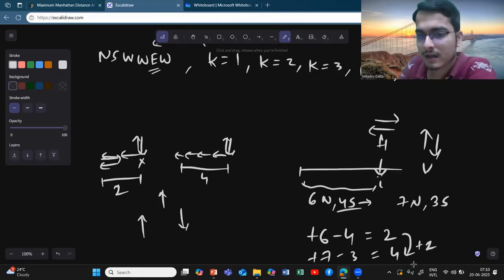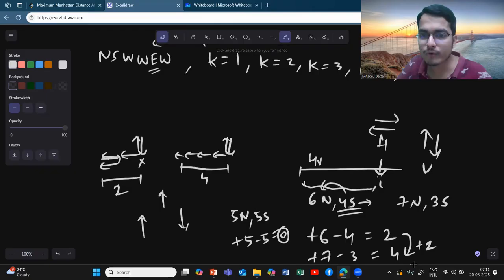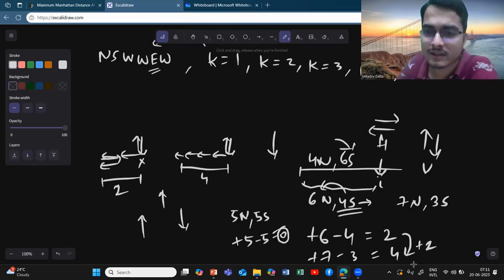whichever is the less occurring, if you change that to the more occurring in the same direction, so south is less occurring than north, if you change south to north, you are able to increase your Manhattan distance by 2. What if you would have changed the north to south? Then you would have actually decreased, you would have got 5 north and 5 south, which would result in 0. Okay, and if you have something like 4 north and 6 south initially, it is beneficial to increase this. Even if you are going negative, you will take the absolute value, because that's the distance you are asking for. So it's always beneficial to increase this and decrease this.